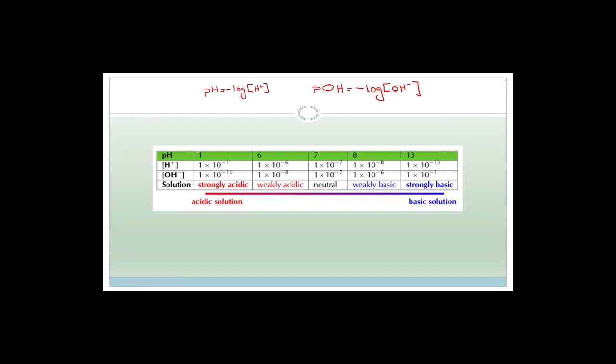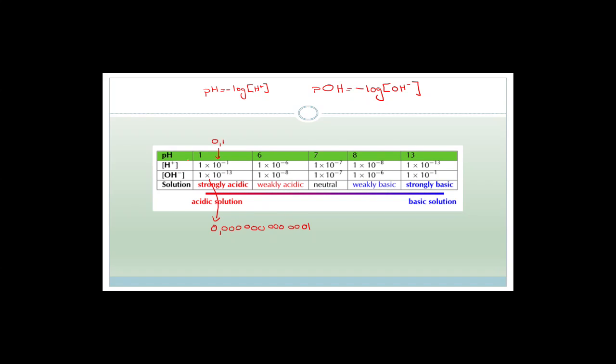So the whole point about this is to show you what it looks like. If you've got a very strong acid, then you're going to have a greater concentration of hydrogen plus ions. So there's going to be 1 times 10 to the minus 1 hydrogen plus ions, whereas the hydroxyl ions are going to be 1 times 10 to the minus 13. Now, I know that 13 is a bigger number, but the way you write this, this would be written as 0,1, whereas this is 0,1,2,3,4,5,6,7,8,9,10,11,12,13. That's what that means, okay?